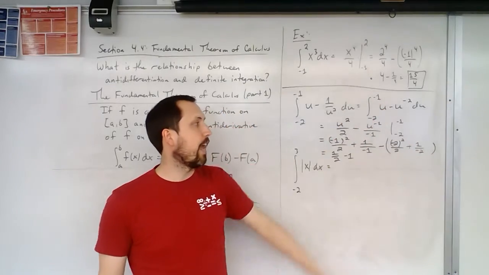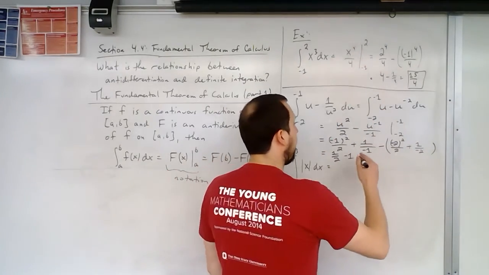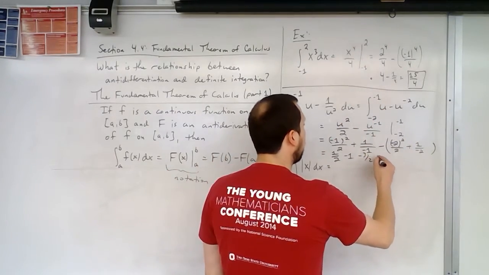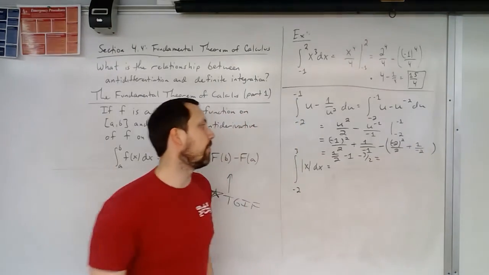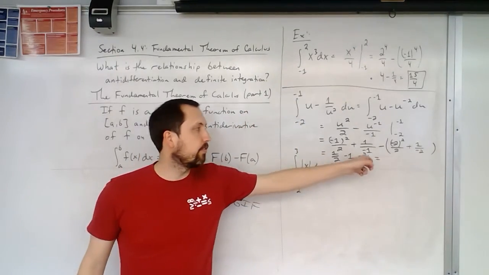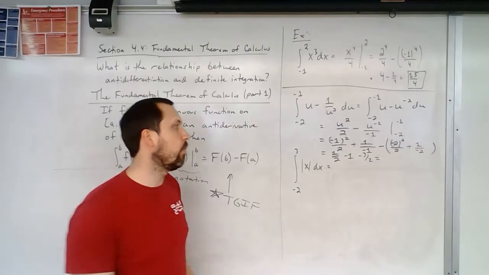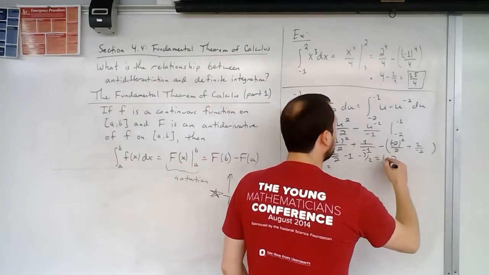That's going to be 3/2. So I have a minus 3/2. So then if I take a 1/2 minus 3/2, I get -1. So this whole thing becomes -2.